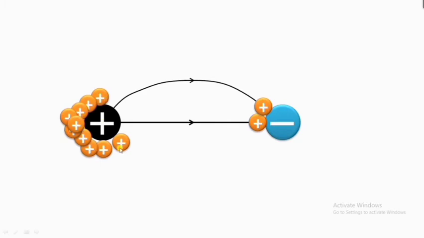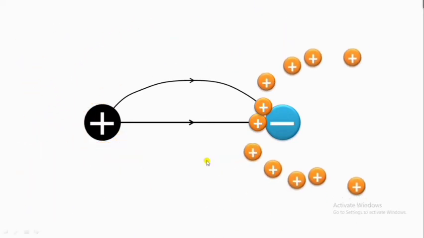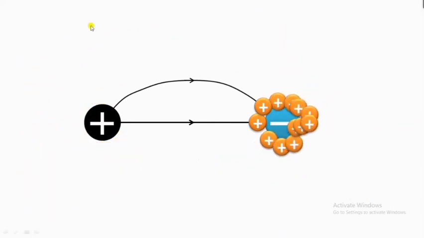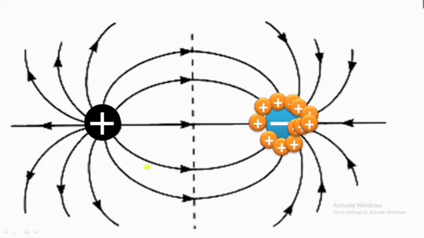Similarly, if I leave many charges, they will do the same. They will get repelled by the positive and attracted by the negative. So they will follow this kind of path. It will go away from the positive and come towards the negative. So these are the electric field lines.